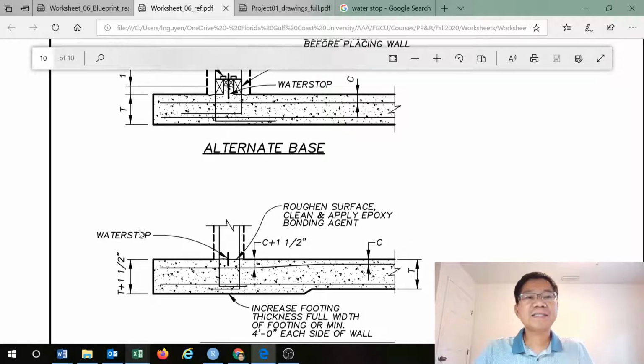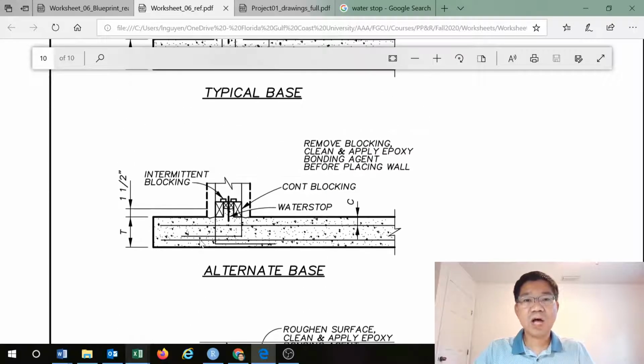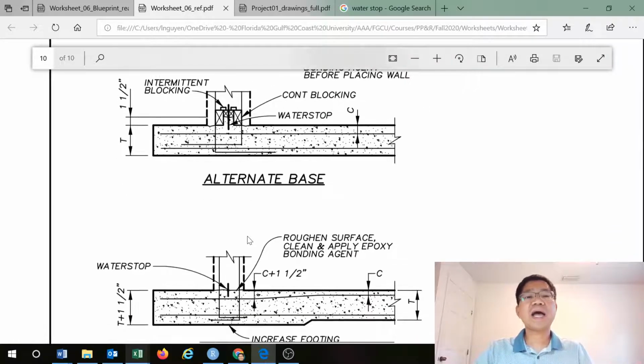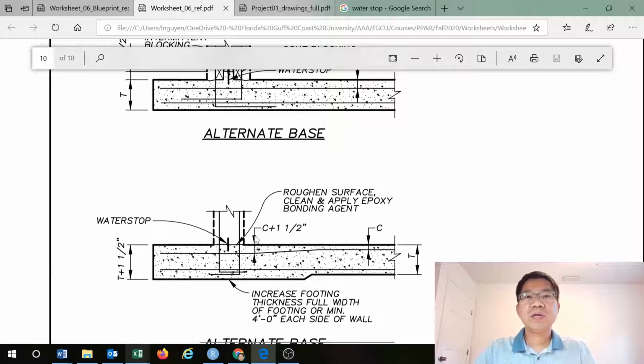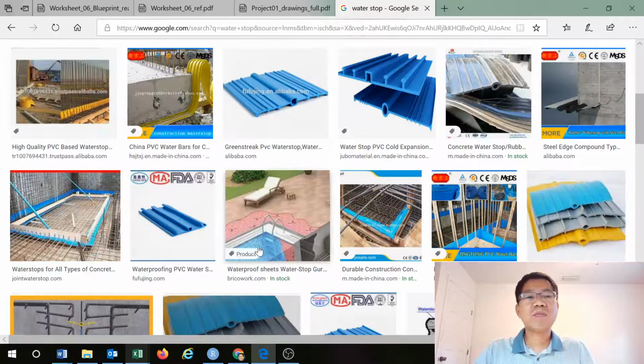So WS means water stop, to block the water leak out to the environment, etc. If you want to see, you can Google water stop, what it looks like. So that is the typical water stop. It can come in different colors: blue, gray, yellow.